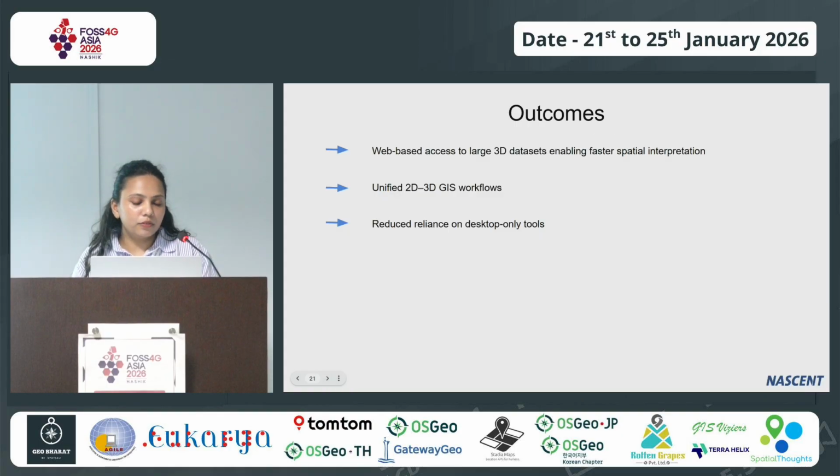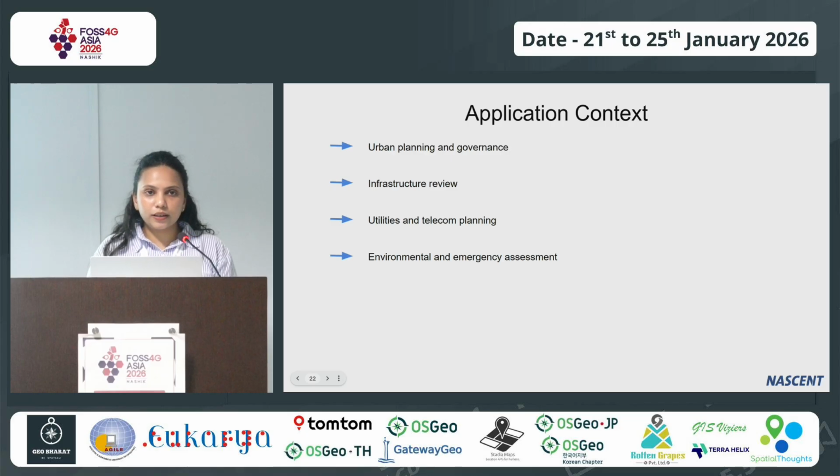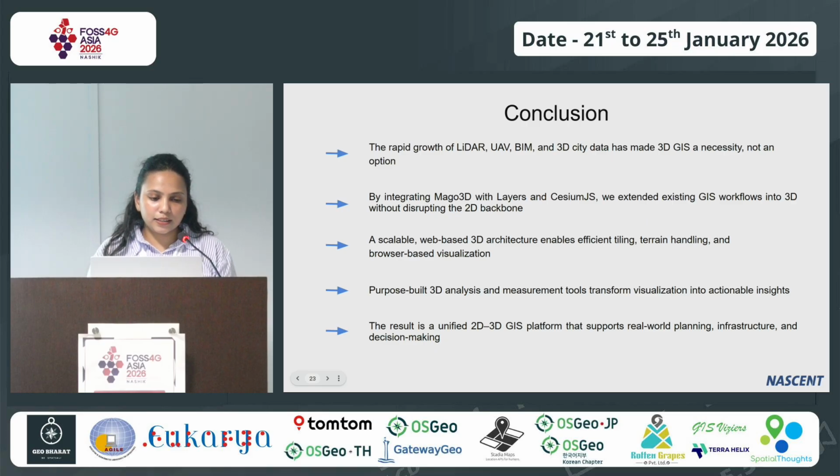So what are the outcomes of this? We have web-based access to large 3D datasets, enabling faster spatial interpretation. We have unified 3D and GIS workflows, and we have reduced reliance on desktop-only tools. And what are the applications? We can use it in urban planning and governance, infrastructure review, utilities and telecom planning, and environmental and emergency assessment. Concluding, the rapid growth of LiDAR, UAV, and 3D city data has made 3D GIS a necessity, not an option.